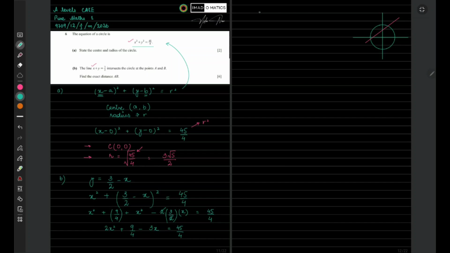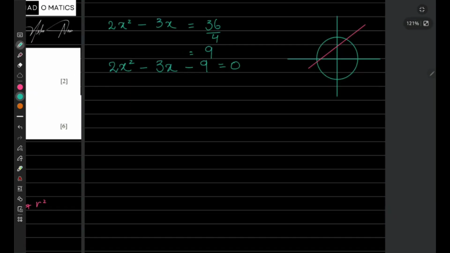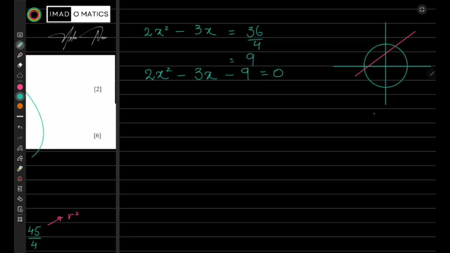45 over 4 minus 9 over 4 would be 36 over 4, so 2x squared minus 3x equals 9. That means you have the equation 2x squared minus 3x minus 9 equals 0. We got a quadratic. Let's factorize it. We need 18 upon multiplication, minus 18, and minus 3 on addition.